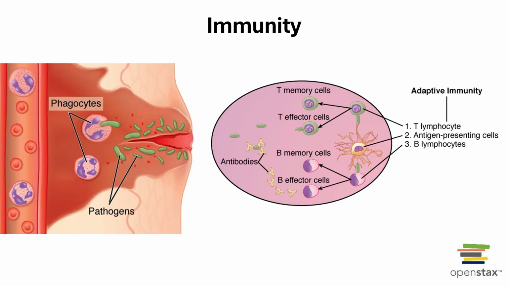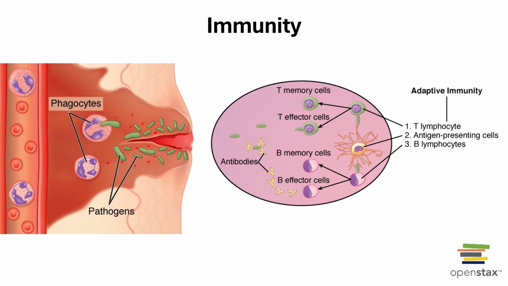The second major function is immunity. The immune system protects the body from pathogens such as bacteria and viruses. Leukocytes play a key role in this defense. These cells travel through tissues and attack harmful organisms.